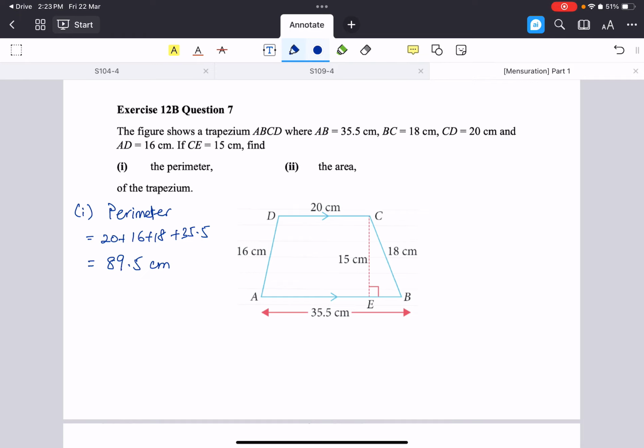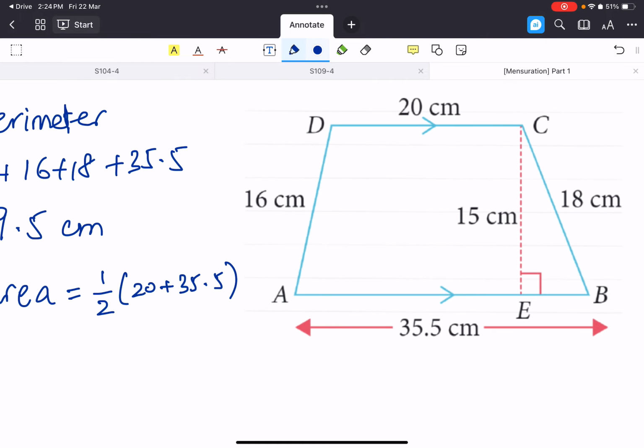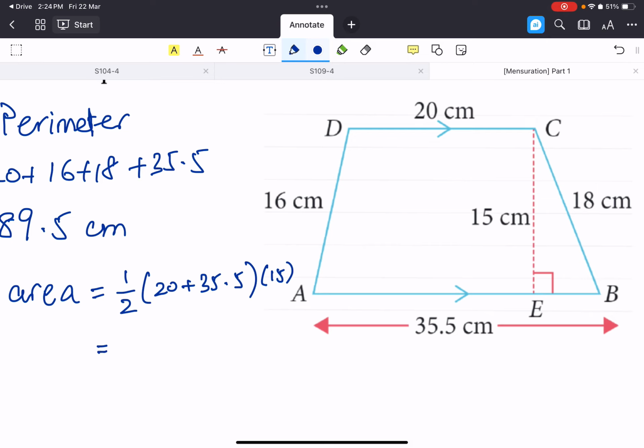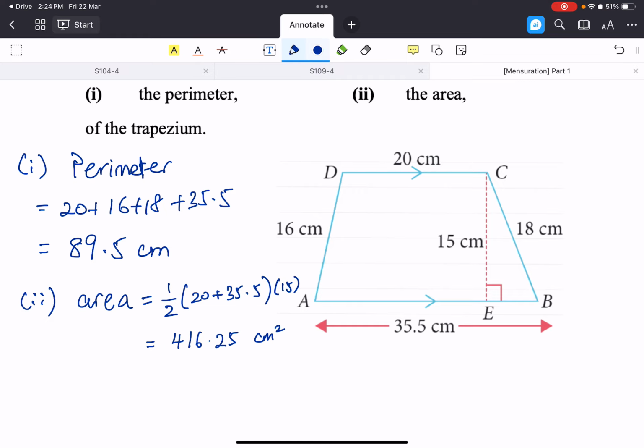Now, as for the area, if we have studied the notes, we will know that the area equals half, and then the two parallel sides, we add them up, 20 plus 35.5, multiplied by the perpendicular height, which is 15. So we work this one out. This will be 416.25 square centimeter. All right, there we go. Okay, so moving on.